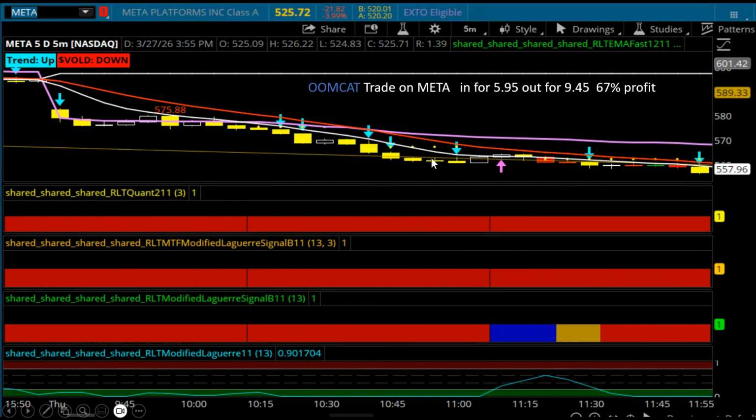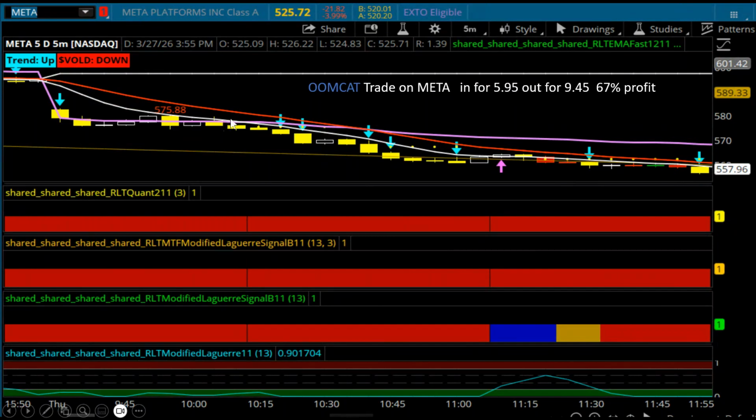And then when I start to get this compression break and this move to the side, I'm going to get out when it's compressing like that. And it went right back to blue, which I would have had to get out. In at 595, out at 945 on an Umcat trade, out of the money, 67% profit on that. Just so you see how some of these line up.